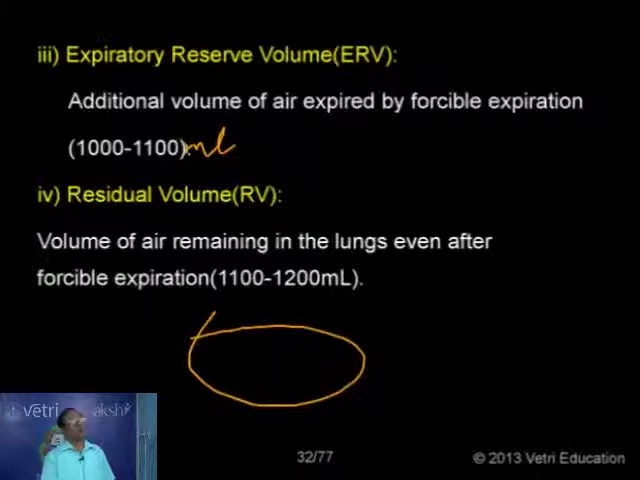Then, what is residual volume? Even after forcible expiration, some amount of air remains in the lungs, and that is called the residual volume. It is about 1100 to 1200 ml, a little bit higher than the ERV, which is 1000 to 1100. So these are the different volumes: tidal volume, inspiratory reserve volume, expiratory reserve volume, and residual volume.